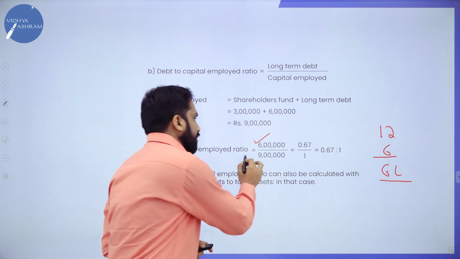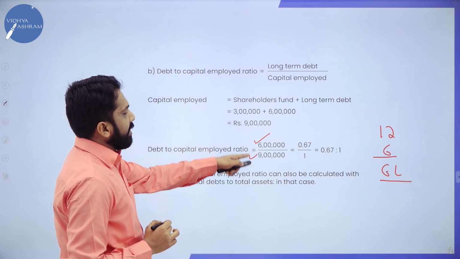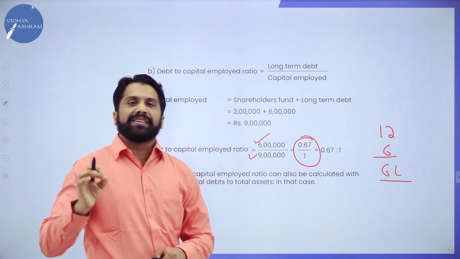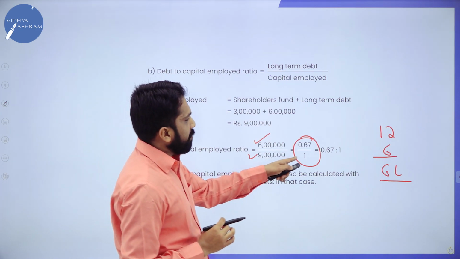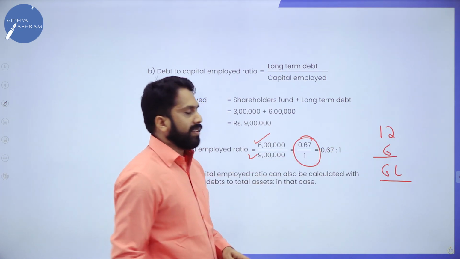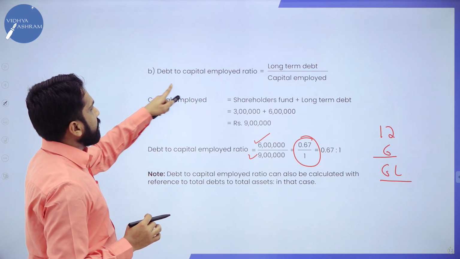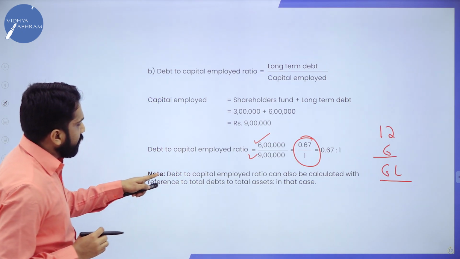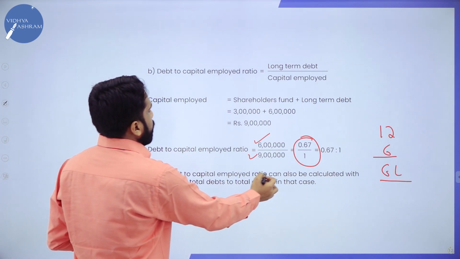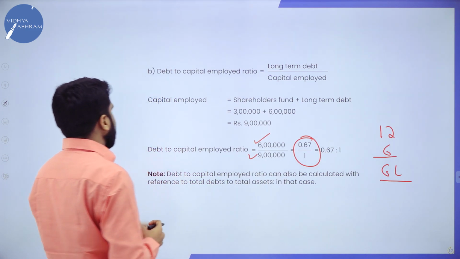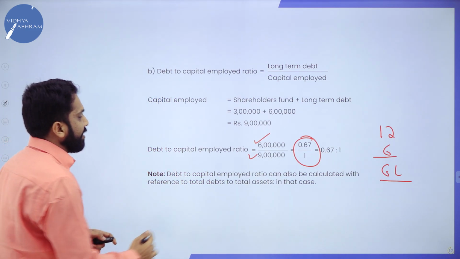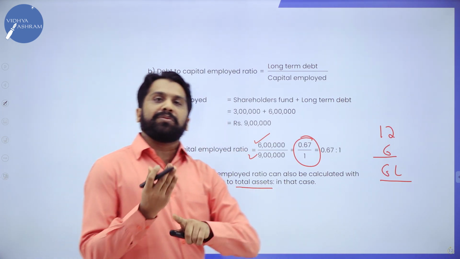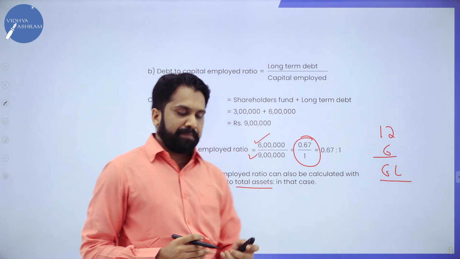Your capital employed is 9 lakh. 6 lakh divided by 9 lakh, your answer is 0.67 is to 1. We call it the debt to capital employed ratio. Now, we have a note for this. Debt to capital employed ratio can also be calculated with reference to total debt to total asset. I already explained that in the previous slide.